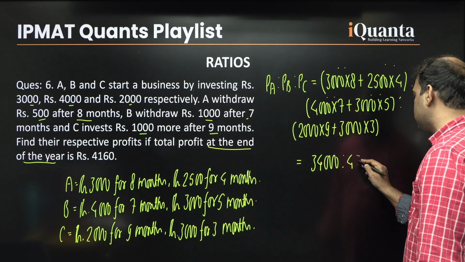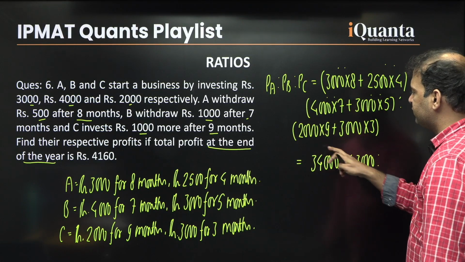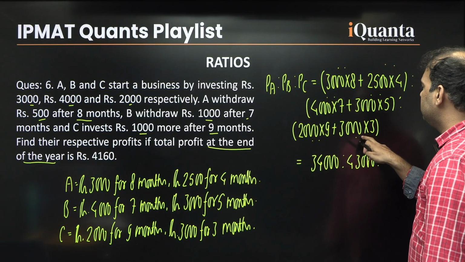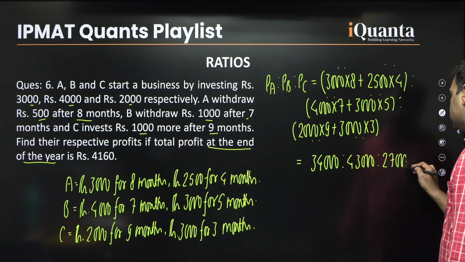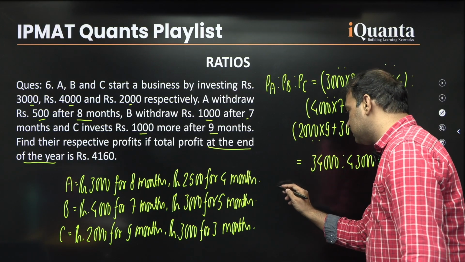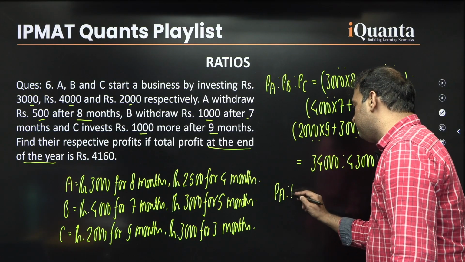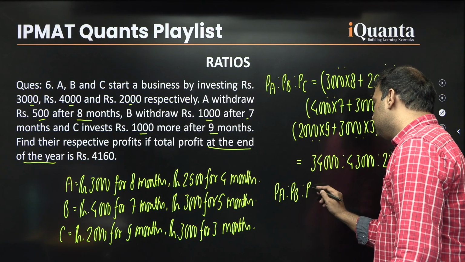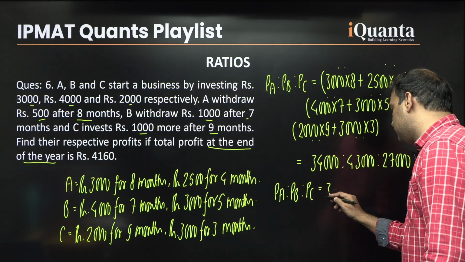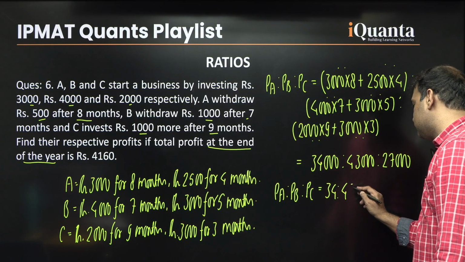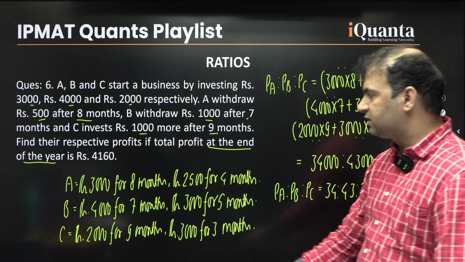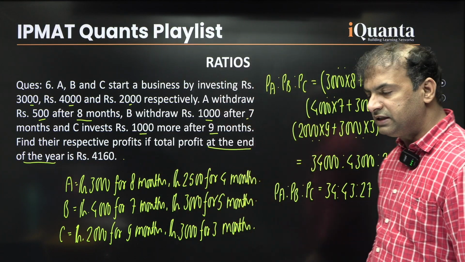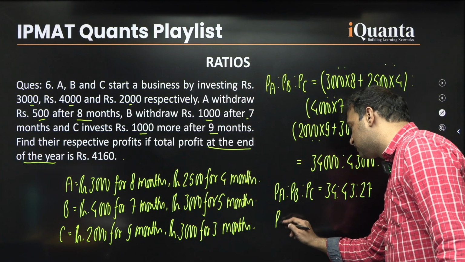All right, simple. Now let's talk about Mr. C. So C, 2,000 into 9 is 18,000, and 9,000 makes 27,000, right? So finally we can say the ratio of the profits of A, B and C should be 34 is to 43 is to 27. All right. And what about the sum of their profits, guys? That is given to us how much? 4160, right? Sum of the profit is 4160.